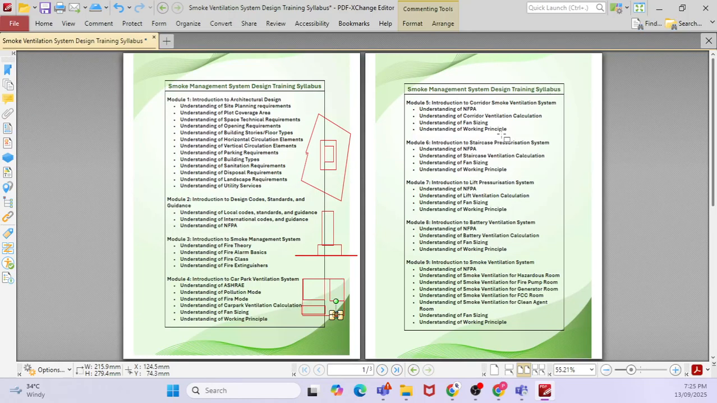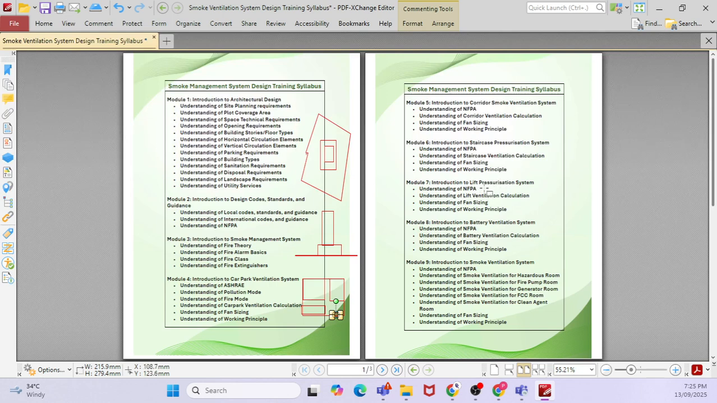Then we have a staircase. In that particular building, we have a high-rise tower project. We have a staircase. Also, we will understand as per NFPA. Then we do the staircase pressurization calculation, ventilation calculation, and also we will understand the fan sizing and working principle.